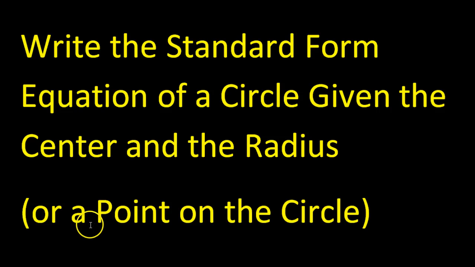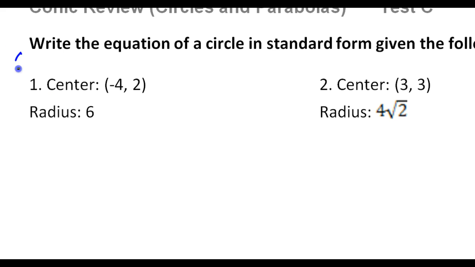In this video, we will write the standard form equation of a circle given the center and the radius, or a point on the circle. Remember that the model for the equation of a circle is (x minus h) squared plus (y minus k) squared is equal to the radius squared, where h and k are the coordinates of the center.